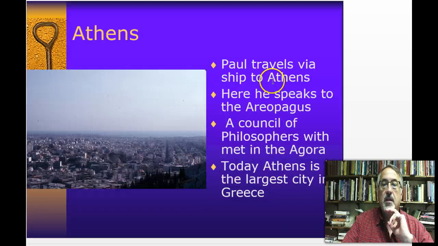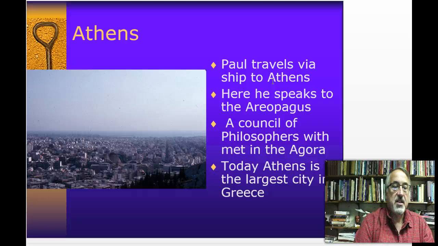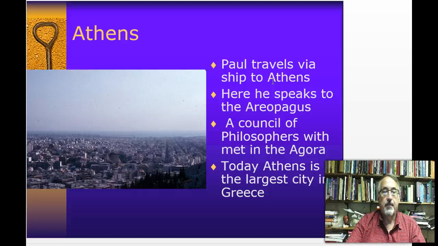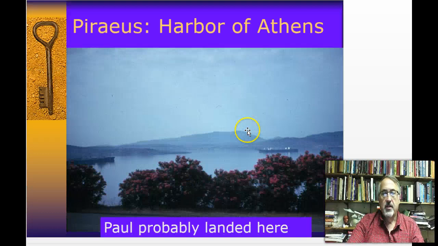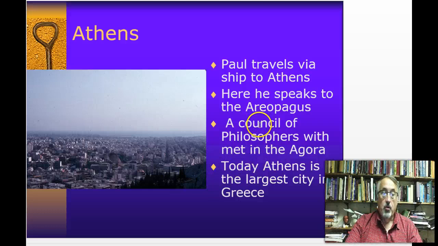Here he speaks to the Areopagus. The Areopagus is really a council of philosophers, a group of philosophers that would meet in the Agora. So today, Athens, of course, is the largest city of ancient Greece, of modern Greece. So today you can go to a hill known as the Areopagus, or Mars Hill. Some people believe Paul may have spoken to them there.